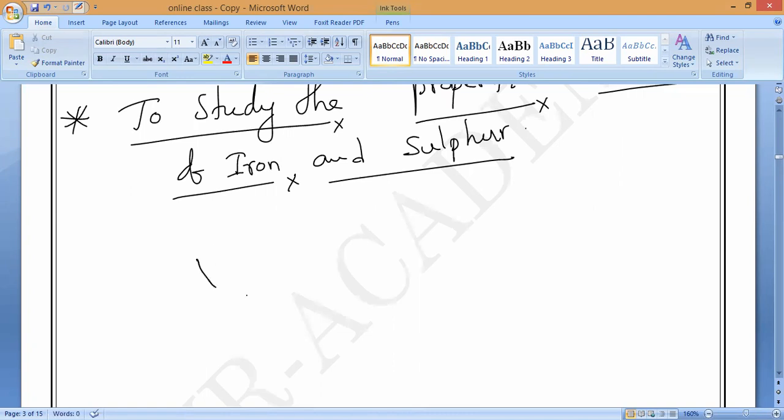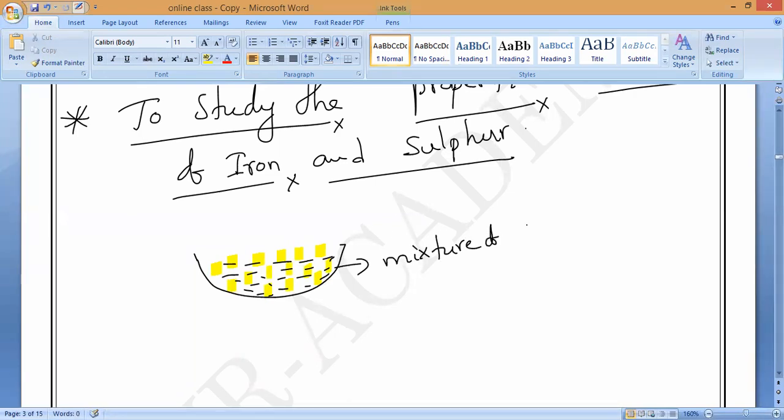Correct or not? So if I take a certain mixture, this is iron filings. Now, I mix it with sulfur, which is another color, correct? So let me take sulfur. These are the sulfur particles. Will you all be able to remember? This is the sulfur, which is yellow in color, correct? This is called the iron and sulfur mixture.